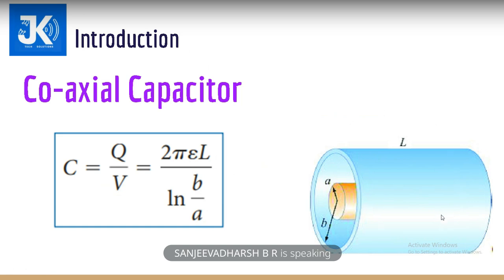As you can see here, the coaxial capacitor consists of two concentric cylinders of inner radius A and outer radius B. In this cylinder, the inner radius is given a positive charge and the outer radius is given a negative charge, and the length of the cylinder is considered to be L. This is the consideration we have made for designing a coaxial capacitor.